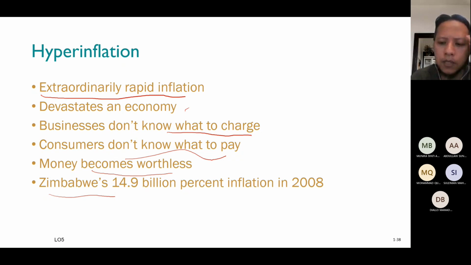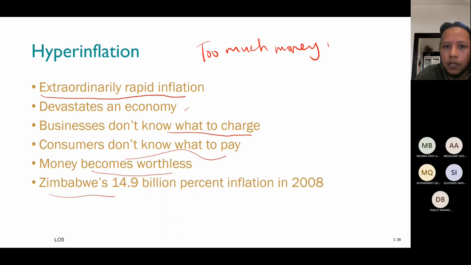I think in Southeast Asia we experienced this in Indonesia as well, during the Asian financial crisis. Currently 100,000 Indonesian rupiah is around 40 to 50 ringgit, and it is also caused by hyperinflation during that time. We do not want this to happen, and one of the reasons this happened is because too much money is printed.